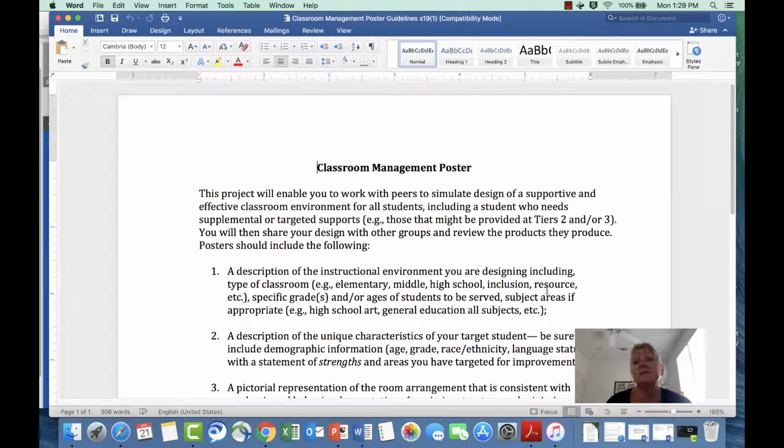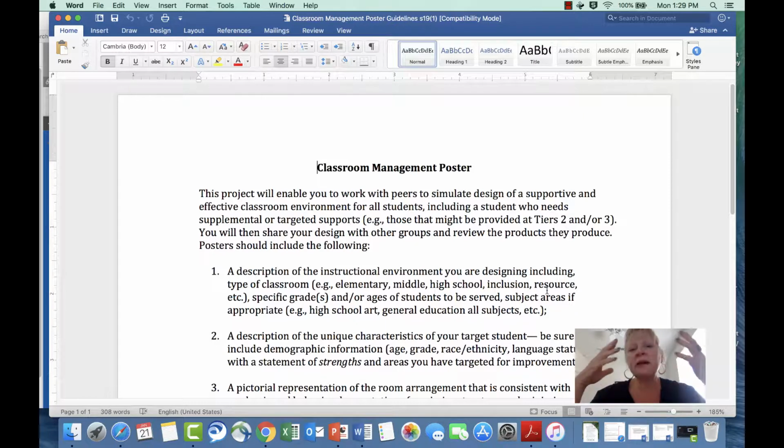Then I mentioned the cat, I think you just heard him. I mentioned that I want you to have a student in mind who's going to need some additional supports. And so you need to supply basic demographic information about that student. We want to know their age, their grade, their race, ethnicity, their language status.